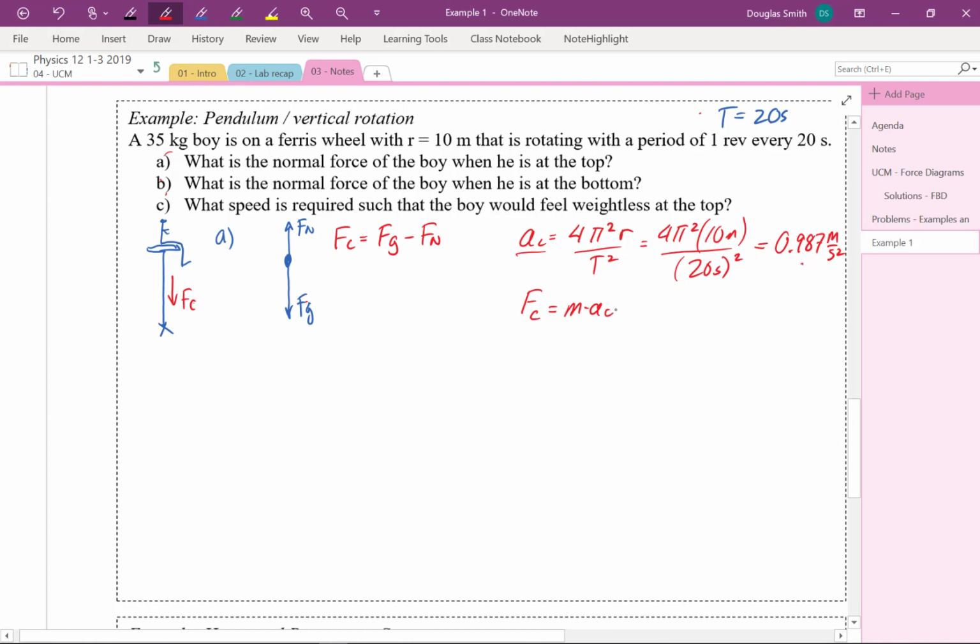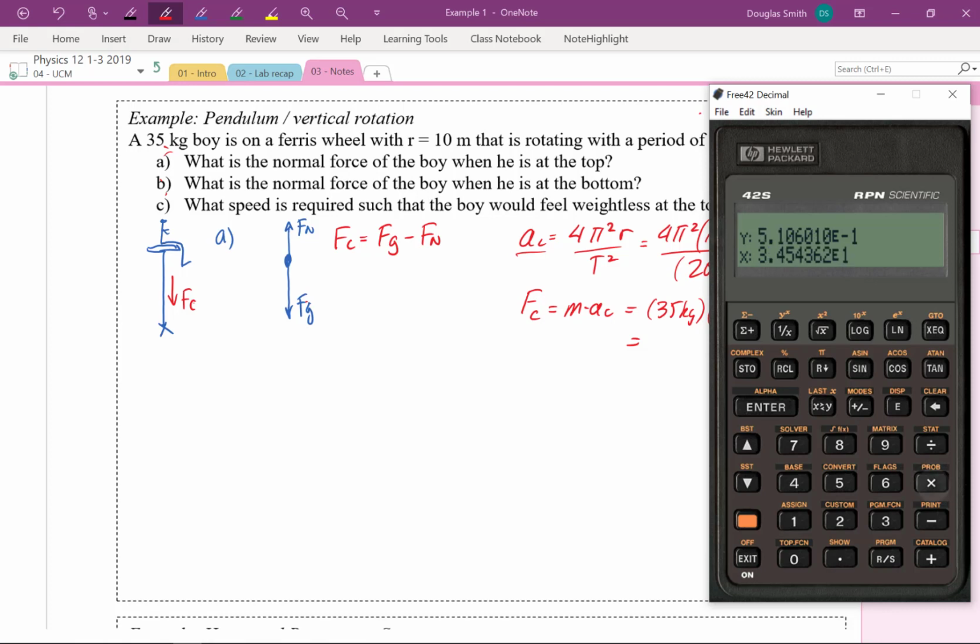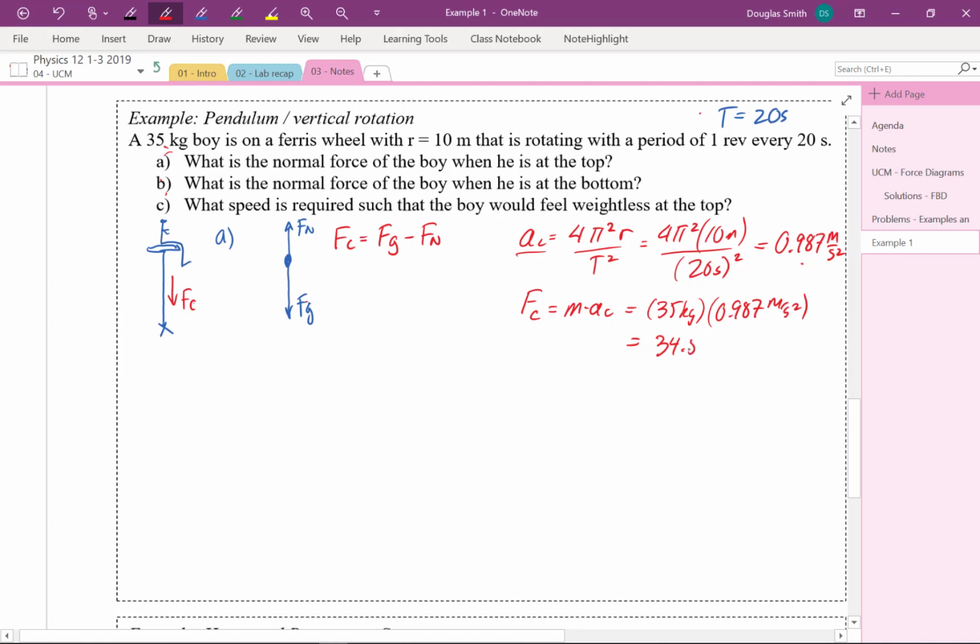Okay, if we know Ac, then we can calculate Fc. It's mass times acceleration. Mass is 35 kilograms, times 0.987 meters per second squared. So Fc is 34.54 newtons. Again, that will be a constant value. Since the mass is not changing and the centripetal acceleration is not changing, therefore Fc is constant as well. So this applies, Fc is the same for A, B, and C as well.